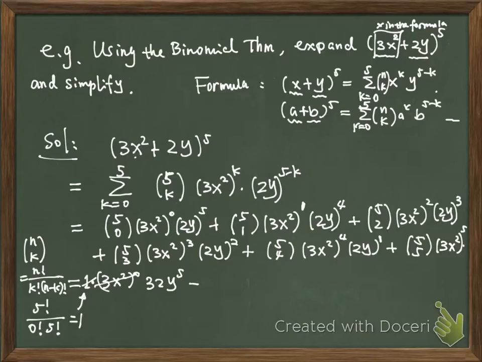Okay, similarly, we will calculate the value of 5 choose 1, which is 5, times 3x squared to the first, that's just 3x squared, times 2y quantity to the 4th, that is 2 to the 4th, y to the 4th. And then I have 5 choose 2, which is calculated as, let me erase this down here.